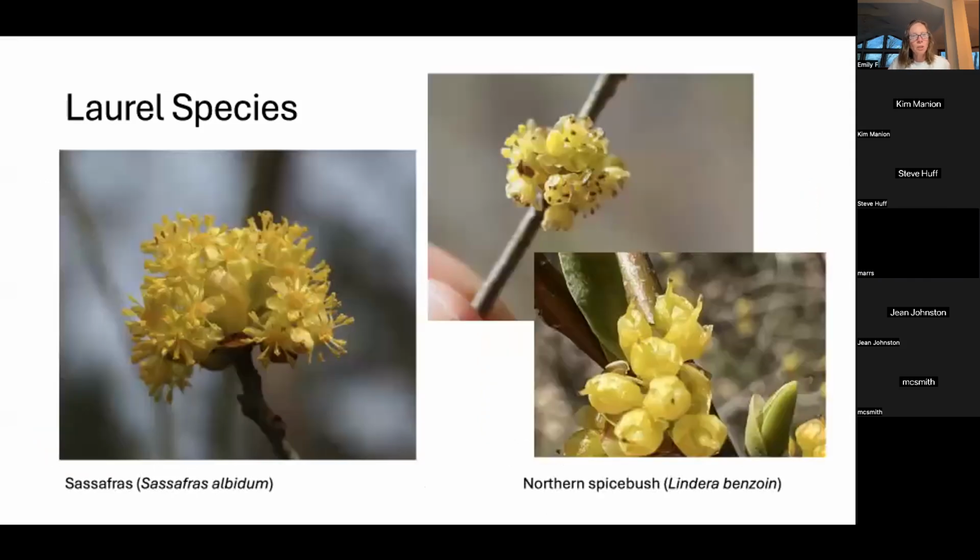And then closer in, the sassafras has a complete or perfect flower. You can see we've got petals out here. You can see the anthers over here. And in the middle, we're going to have the stigma and style and ovary. And then over here, the northern spice bush has separate male and separate female flowers. Sometimes they are on separate plants and sometimes they can be on the same tree.